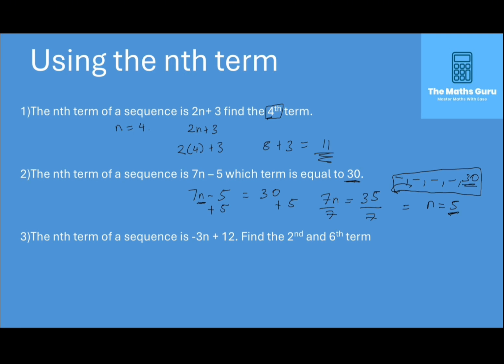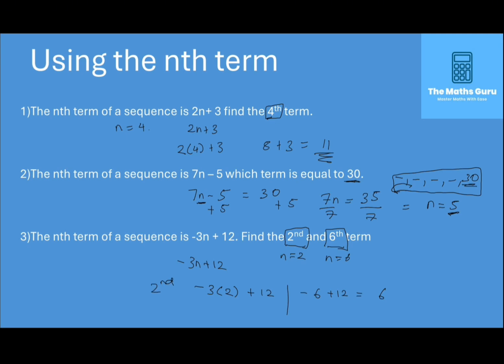Okay, moving on. We have the nth term of a sequence is minus 3n plus 12. Find the second and the sixth term. Okay, again, it's like the first question. We're going to plug in n equals 2 for the second term, n equals 6 for the sixth term. So minus 3 brackets, which means times, 2, plus 12. This is going to be equal to minus 3 times 2 is minus 6, plus 12 is equal to positive 6. Then that's for the second term.